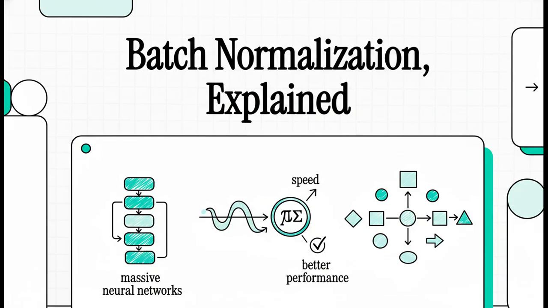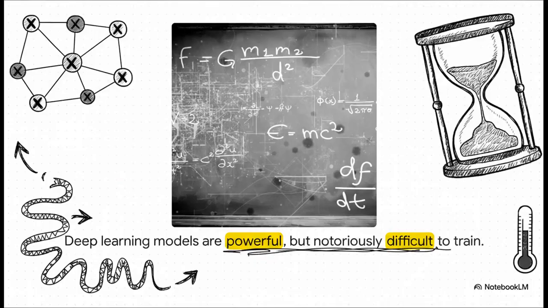All right, let's dive into one of those super powerful but kind of behind-the-scenes techniques in deep learning. We're talking about batch normalization. It's this awesome trick that basically helps our giant neural networks train way faster and, honestly, just perform a whole lot better. So, you know how deep learning models are behind all these incredible AI breakthroughs, right?